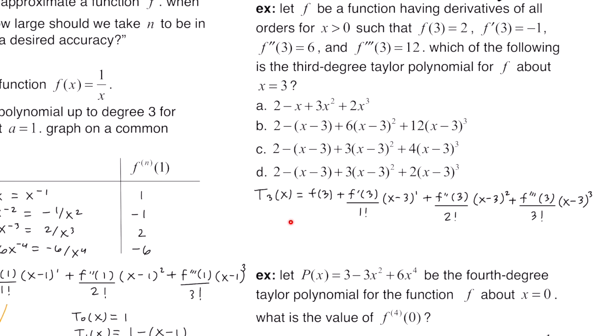So I wrote out our third degree Taylor polynomial for f about x equals 3. So you can see I plugged in 3 for all the a values. Hopefully by now you're getting really comfortable with this formula. And then at this point we're going to take these values and plug them in. All right, so our answer is D.